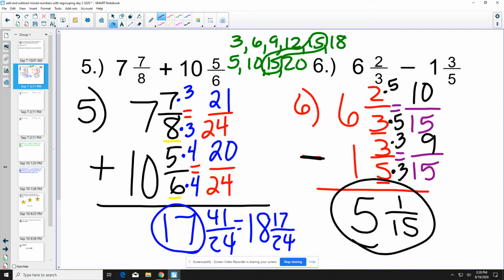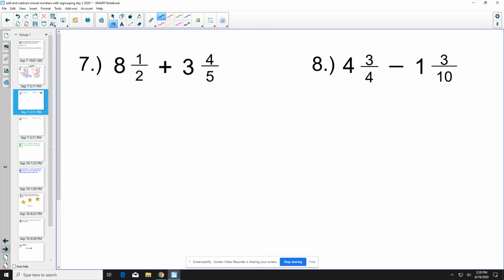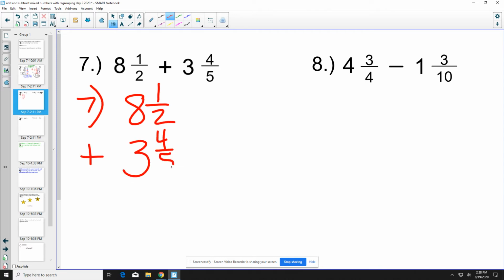Okay, let's try a couple more. Look at number 7. Instead of writing it the way I have it on the board, write it vertically. Write it going up and down. Put 8.5 plus 3 4/5. Go ahead and write this on your paper.